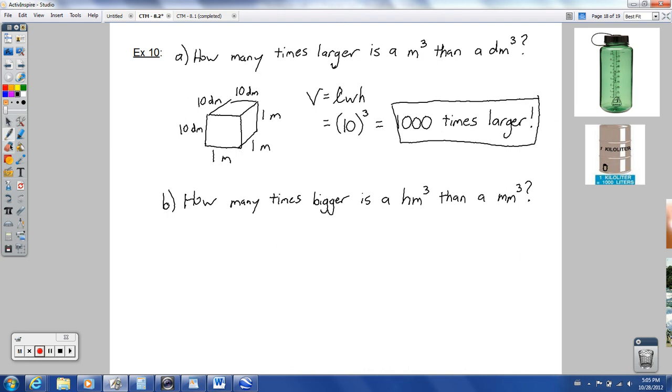And so with this other one though, a hectometer cubed to a millimeter cubed. A millimeter cubed is very, very small. I would say that's something like an eye drop. So the amount of liquid in one single eye drop could be something comparable to a millimeter cubed. How many times bigger though is a hectometer?